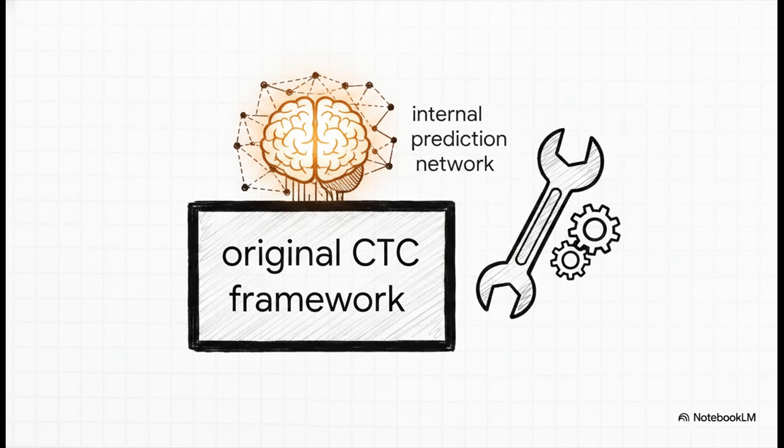Now, what's really interesting about this slide is the industry fix. If you really need to solve that no internal language model problem without just bolting on an external one, the answer is RNNT. RNNT takes the brilliant alignment-free foundation of CTC and directly adds a prediction network to it. That prediction network essentially acts as an internal language model, stepping right in to fix CTC's exact contextual blind spot.